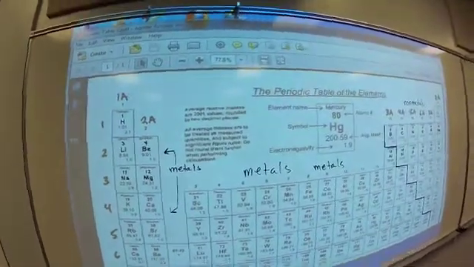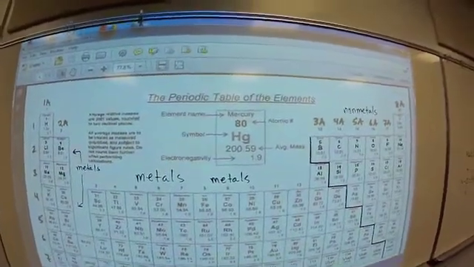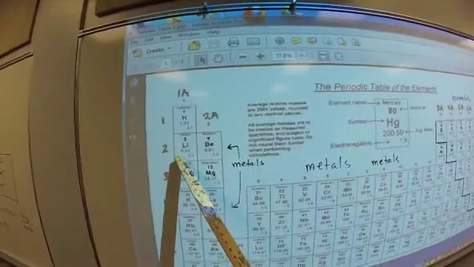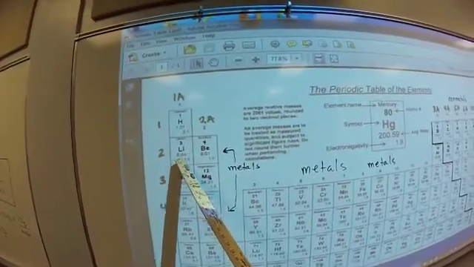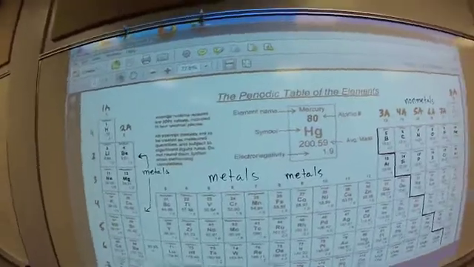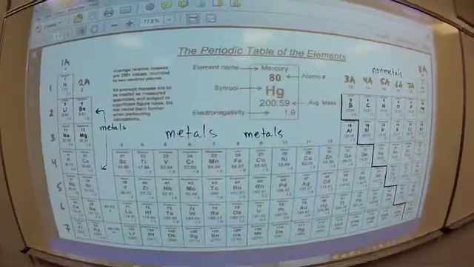The second way that we're going to consider the trends on the periodic table is horizontally, moving across any particular period. Like, for example, we might want to know the difference in size between lithium and neon, both of which fall in period 2. All right, so what are the trends?